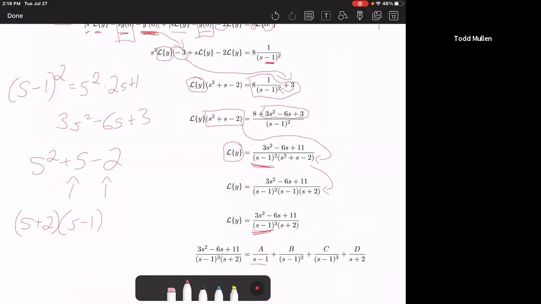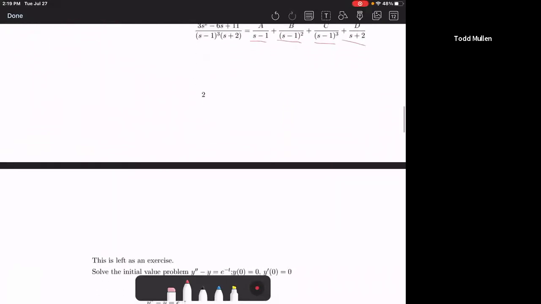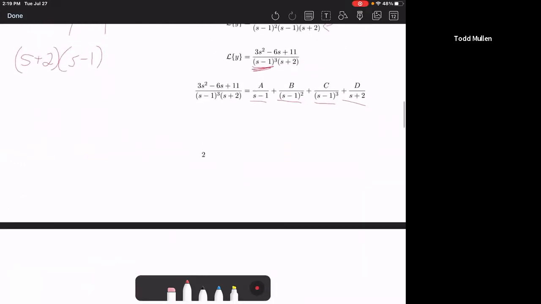So we have A over s minus 1 plus B over s minus 1 squared plus C over s minus 1 cubed plus D over s plus 2. We'll leave this as an exercise. But what you'll notice is, since these values that we're going to solve for are just going to be real numbers, there's not going to be any t's or s's or anything in there. What we're going to be left with is A times 1 over s minus 1. Well, we know that when you take the Laplace inverse of that, you're going to get just A.